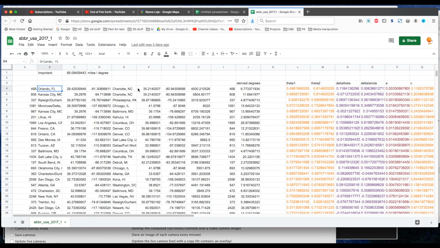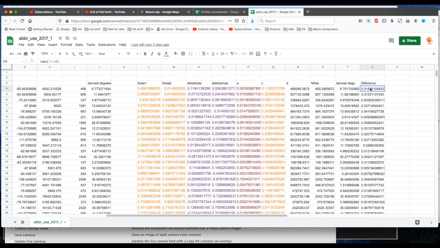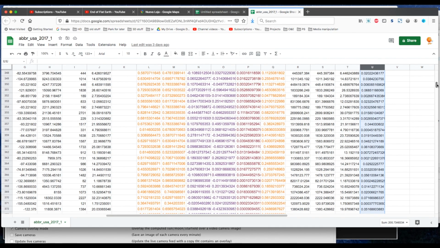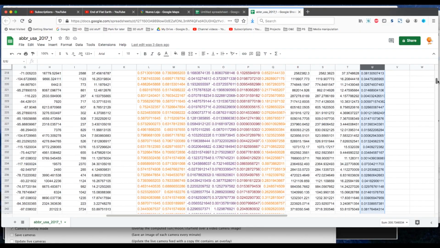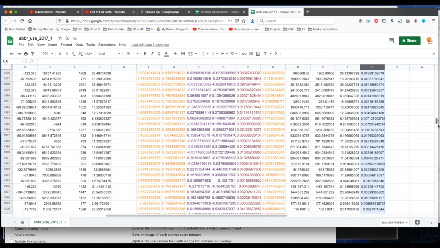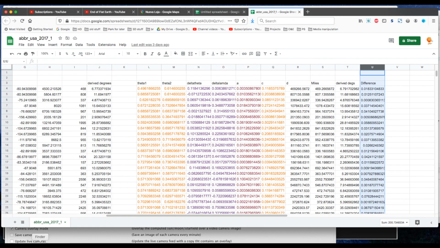So the airline has a route that goes from Orlando to Charlotte, and they claim 468 miles. And so I'm simply using this same value to derive the degrees on the Earth. Here I'm doing the same thing, and then I subtract this one from this one and take the absolute value, and that's this column here. And I also have conditional formatting, and you'll see the other one on the other side because it's a lot more.